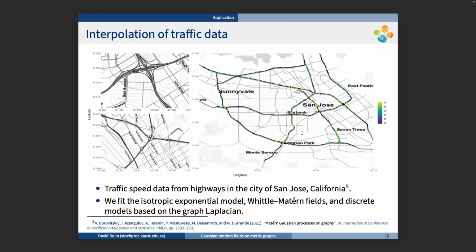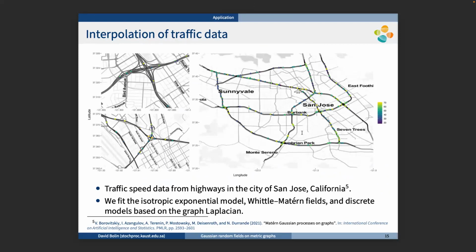All right, so let's see how this works in practice. Here we have a small application. What you see here in the figures is traffic speed data from highways in San Jose in California, and what we basically did is that we took this data and fitted some different models to it, and we compared their accuracy in terms of predictive performance.